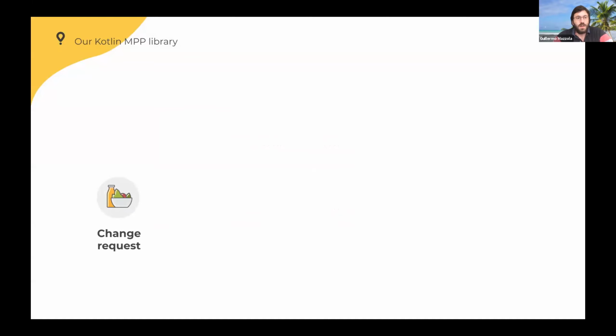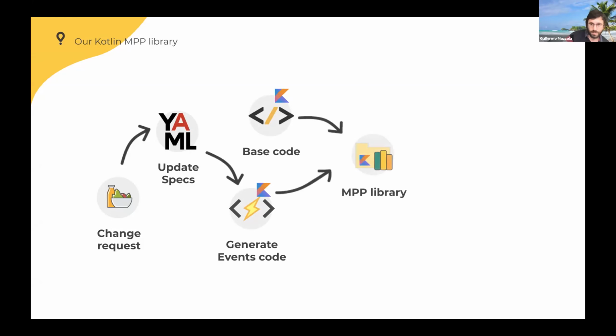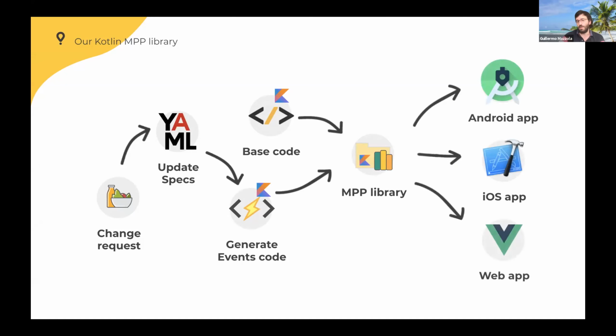So how is the workflow affected? Any change request implies that we should update the spec. If we want to introduce a new event or change the signature of an event, we should update the YAML spec of that event or create a new one. With that, we will generate the code that is going to send the events with Kotlin. We will generate Kotlin code based on the YAML spec. Then we have a base code that is going to get combined with the event generator, and that will produce our multiplatform library. That, at the end, is going to be consumed by the Android app, the iOS app, and the web app.